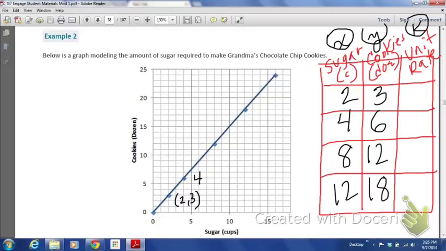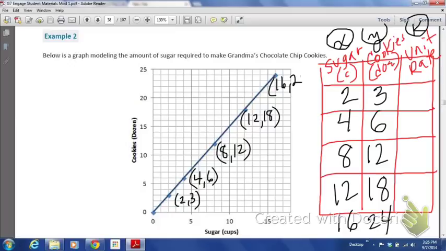But anyway, 4 and 6. Patience is what we need this year. So 8 and 12. And then we had 12 and 18. Well, I forgot one here. That one is 16 and 24. It's nice when you create your table with your x and y in the right position. That is easily transferable over to when you create your coordinate points here. Okay, and let's finish this table here.